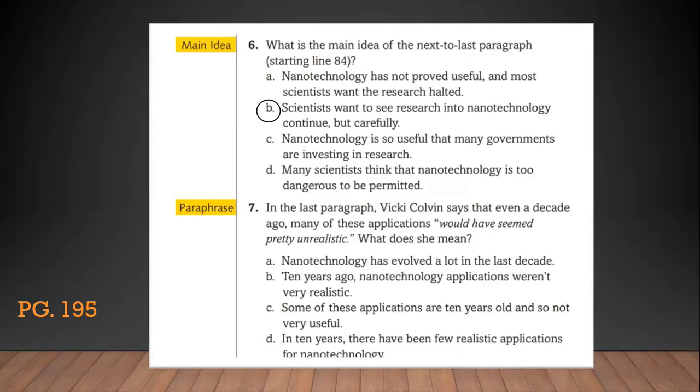Number 7. Thank you in advance. Okay. In the last paragraph, Vicky Colvin says that even a decade ago, many of these applications would have seemed pretty unrealistic. What does she mean? Letter A, nanotechnology has evolved a lot in the last decade. B, 10 years ago, nanotechnology applications weren't very realistic. C, some of these applications are 10 years old and so not very useful. And D, in 10 years, there have been few realistic applications for nanotechnology. Thank you. What do you think is the best one? Me? Sorry, B or D?